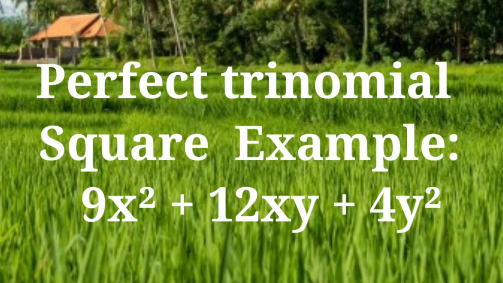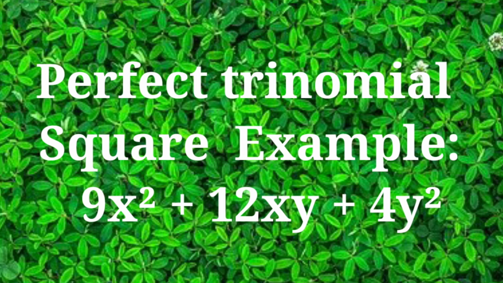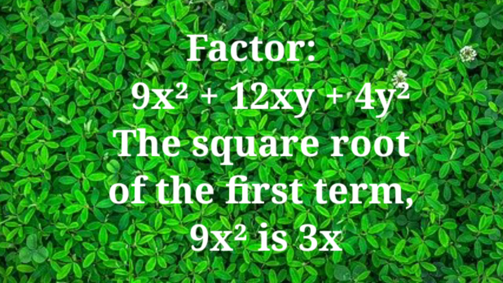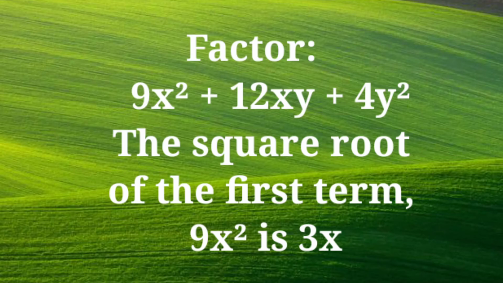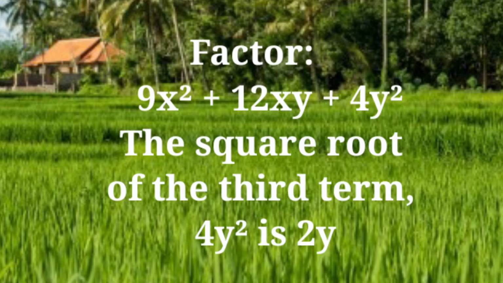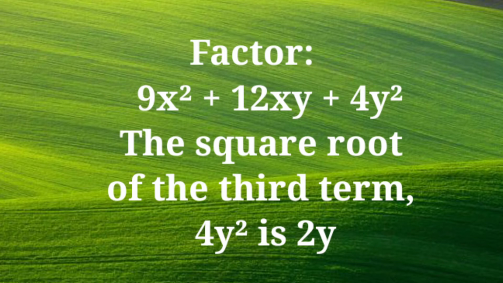Perfect trinomial square. Example, 9x squared plus 12xy plus 4y squared. Factor 9x squared plus 12xy plus 4y squared. The square root of the first term, 9x squared, is 3x. The square root of the third term, 4y squared, is 2y.